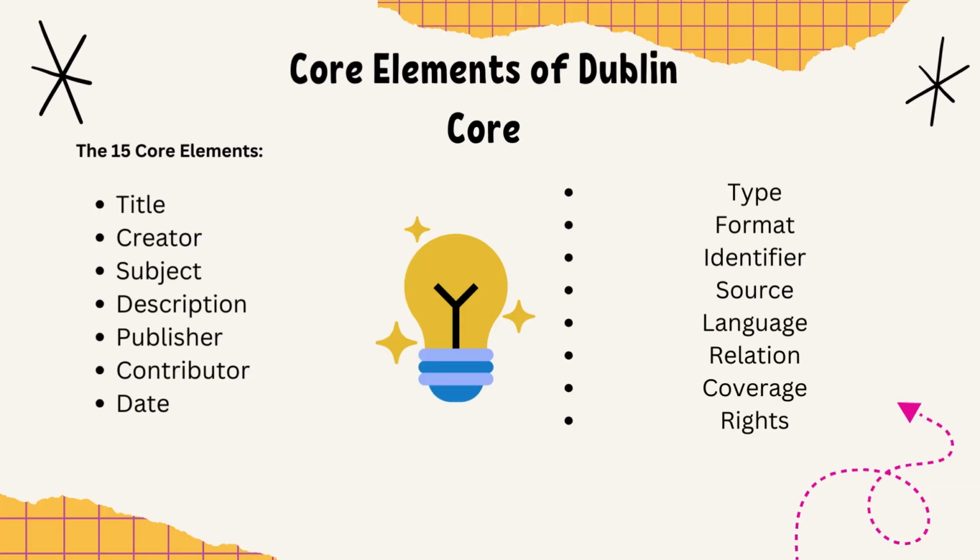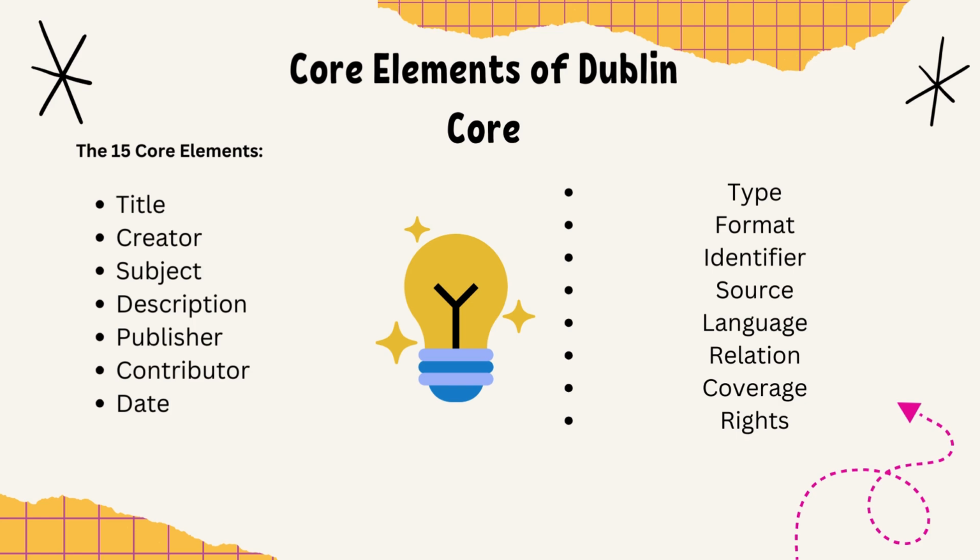So now let's get into discussing the 15 core elements of the Dublin Core Metadata Standard, which is essential for describing digital resources. I'll explain each element in detail and provide an example of a metadata entry for the classic novel To Kill a Mockingbird. So the title element represents the name given to the resource. It's crucial for identifying the content at a glance. So in this example, To Kill a Mockingbird is our title. The creator element refers to the person or organization responsible for creating the content. It helps attribute authorship. So the creator would be the author of To Kill a Mockingbird, Harper Lee.